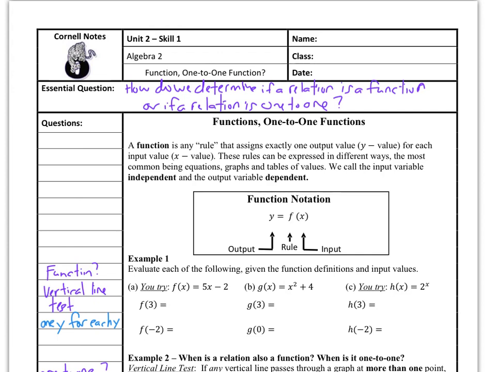Okay. Unit 2, Skill 1. How do we determine if a relation is a function or if a relation is a one-to-one relationship?